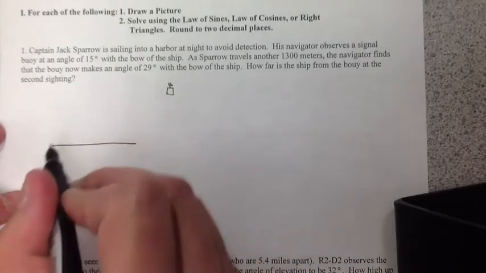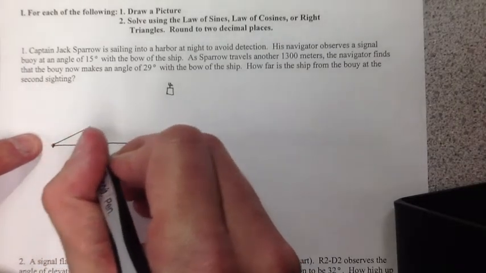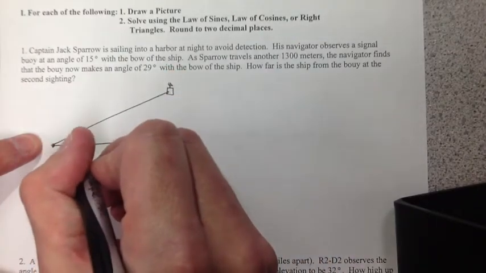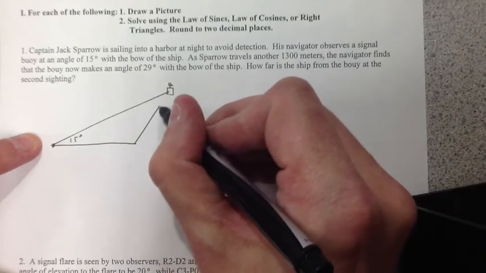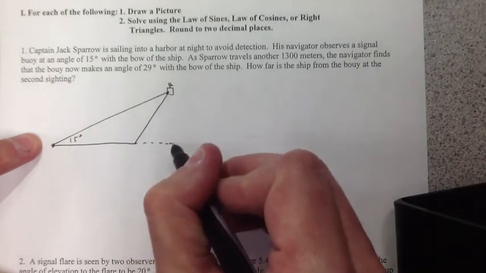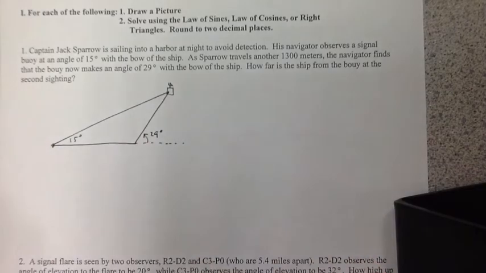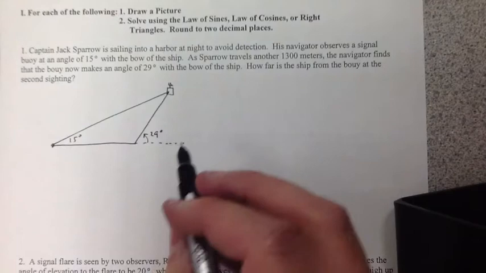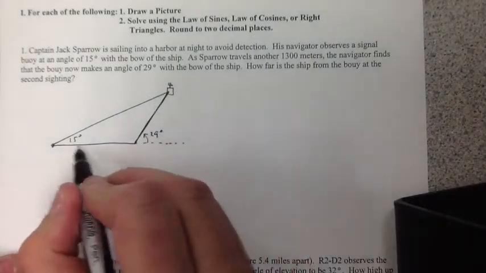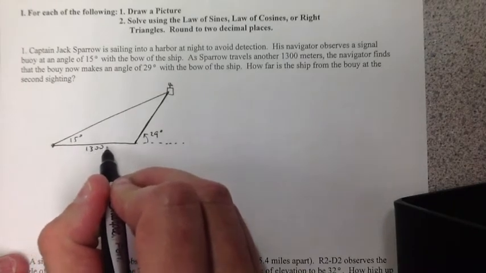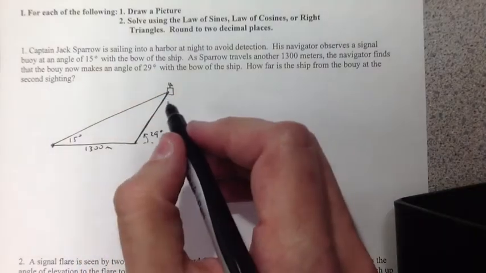So the first time he spots the buoy, he's way over here, and he gets an angle of 15 degrees. The second time he spots the buoy, he's out over here, and it makes an angle of 29 degrees with the bow of the ship. So what we're looking for is this length right here. Okay? Now we also are given that he traveled 1,300 meters between the two. So what we have to do now is find out our length here.